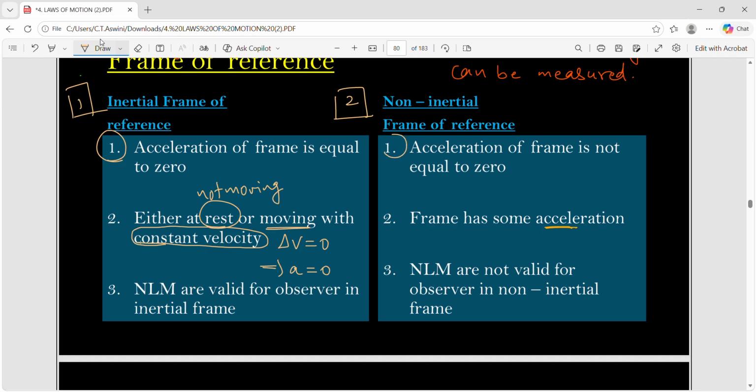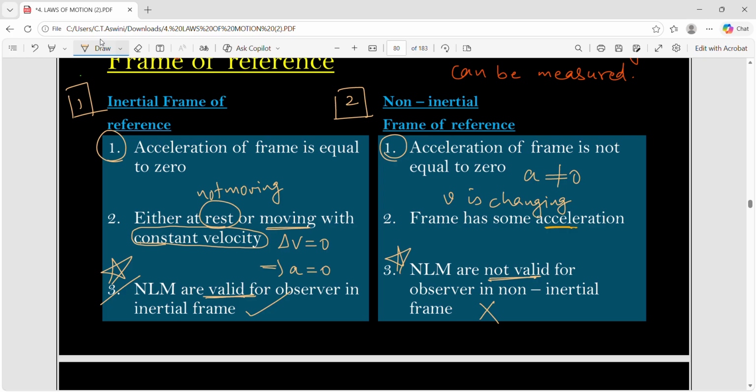Opposite to that, any frame which is having some acceleration, here acceleration is not equal to zero. That means the velocity is changing. Either the velocity will be increasing or it will be decreasing, but it is not constant. The frame will have some acceleration here. This is an important point. Third one, Newton's laws of motion are valid in an inertial frame of reference and they are not valid in a non-inertial frame of reference. This is very important.